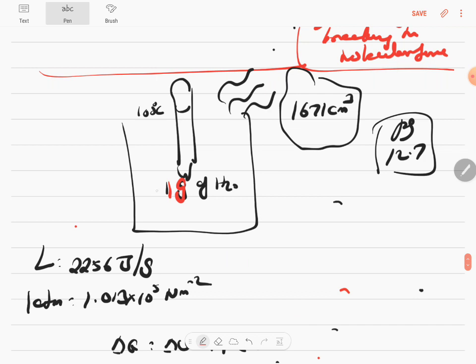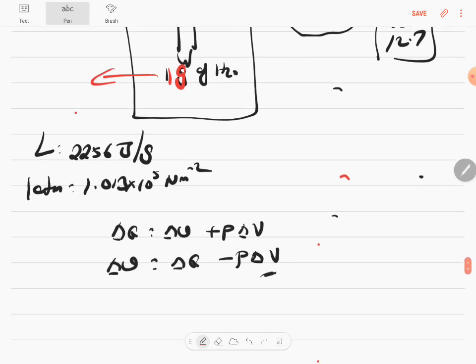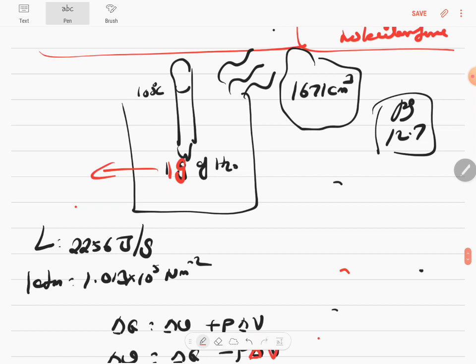I need to find the volume so that I can find delta V, which is the change in the volume. I know the gas volume, but I don't know the water's volume. 1 gram will have how much volume? Mass is given. You know, density is equal to mass by volume, so volume is equal to mass by density.